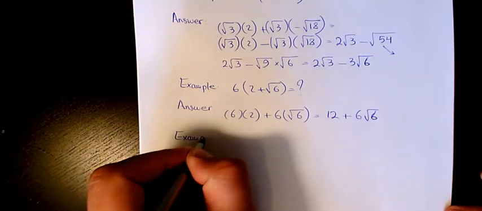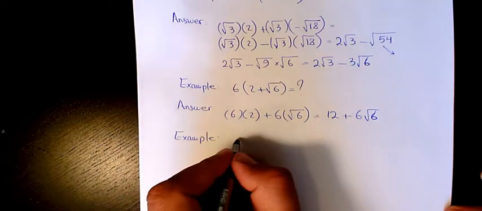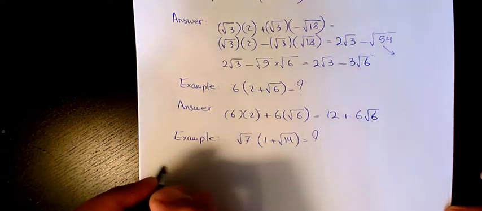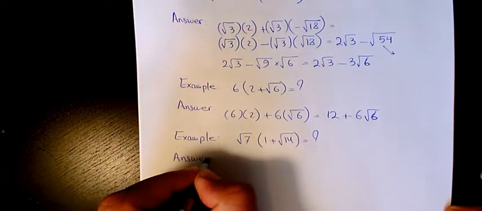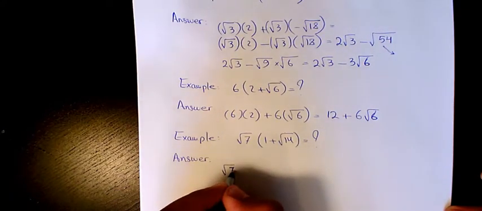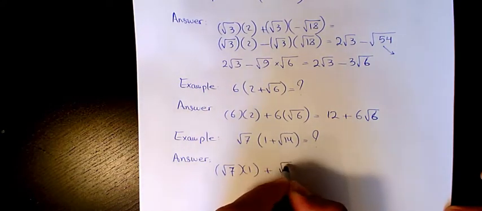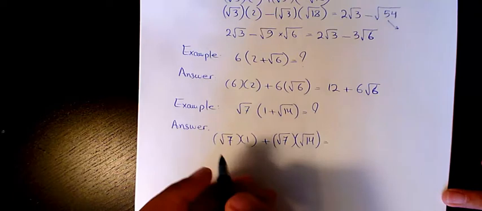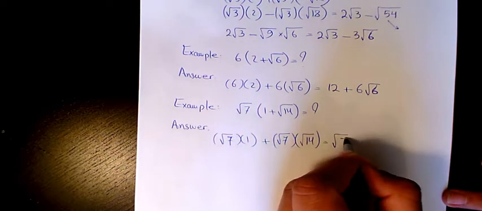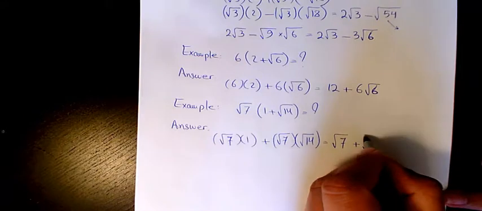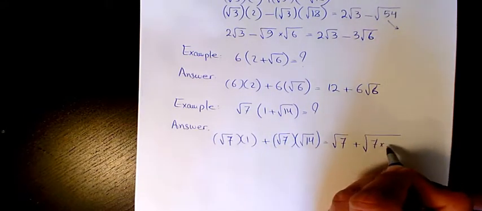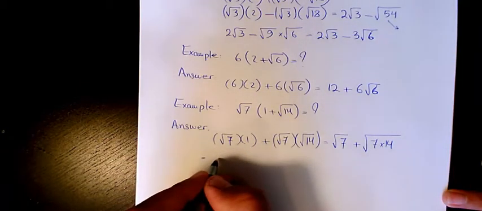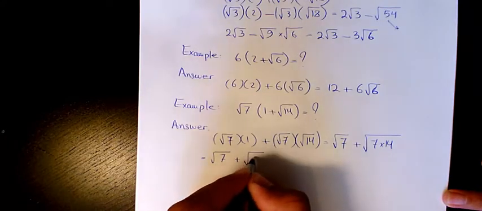Next example, we have root 7 times 1 plus root 14. The answer is root 7 times 1 plus root 7 times root 14. So root 7 times 1 is going to be root 7. And here we have 7 times 14, which is going to be root 7 plus root 98.